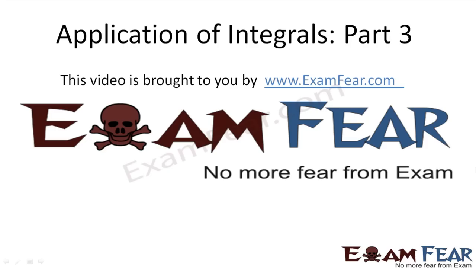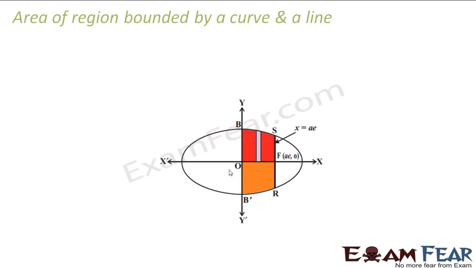Before watching this video, please make sure that you have watched part 1 and part 2. The concept of area of a region bounded by a curve and a line. For example, I am told that I have this curve, my ellipse, then I have lines x is equal to a, then I have x is equal to 0, and I have to find this whole area. Then logically, we can integrate this from x is 0 to a, you get this area, and then double it.